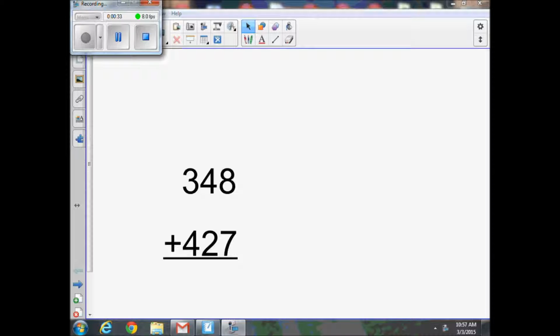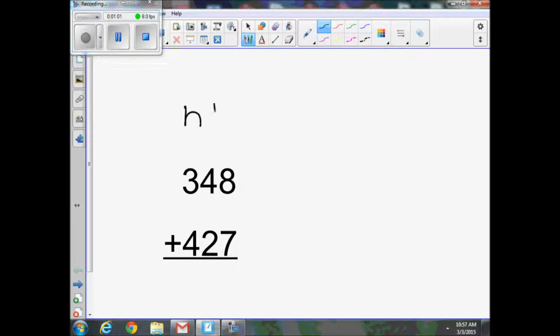Exactly. Come on up here and do the writing for us. Here we go. When we are getting ready to do an addition problem, the first thing we need to do is put our place value chart in. Because these are three-digit numbers, what's our place value chart going to be? Hundreds, tens, and ones. That H stands for hundreds, the T for tens, the O for ones.